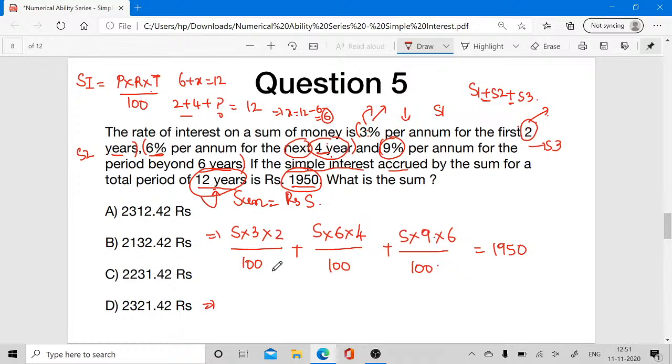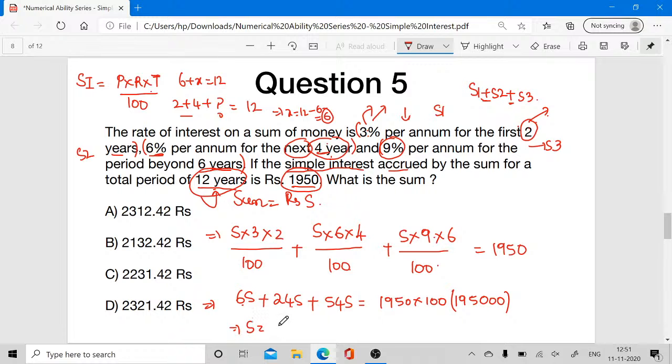अभी हम क्या करेंगे, पूरा कैलकुलेट. So 100 is the common denominator. So what is 3 2 जा, 3 2 जा कितना है, right? 6s plus 6 into 4 24s plus 9 6 जा कितना है 54, right? 54s is equal to how much, 1950 into 100, right? 1950 into 100. सो ये सिंपल है, तो 3 zeros ऐड कर दो बस. So it is 195000 and add this all.